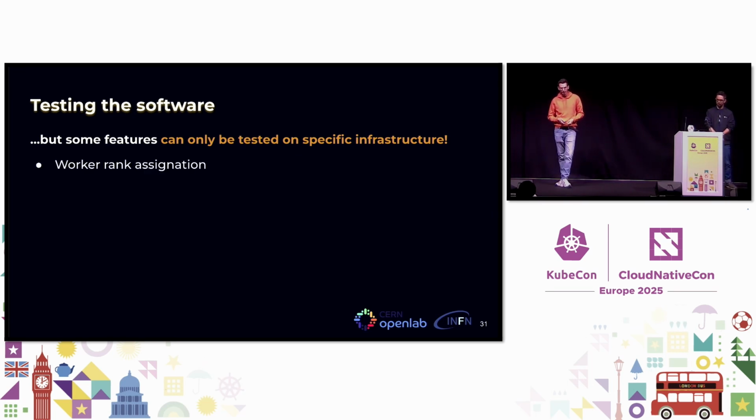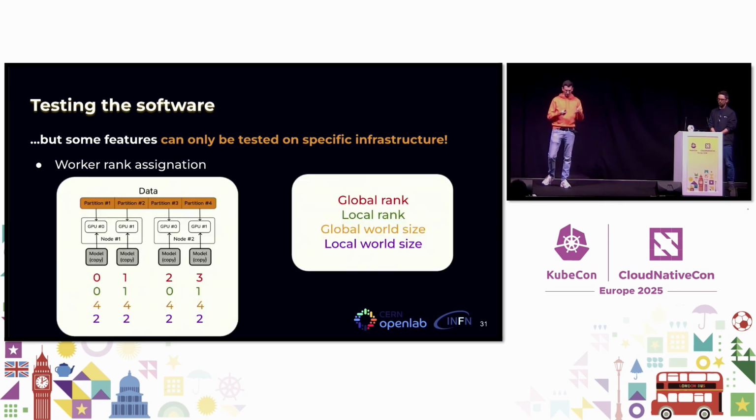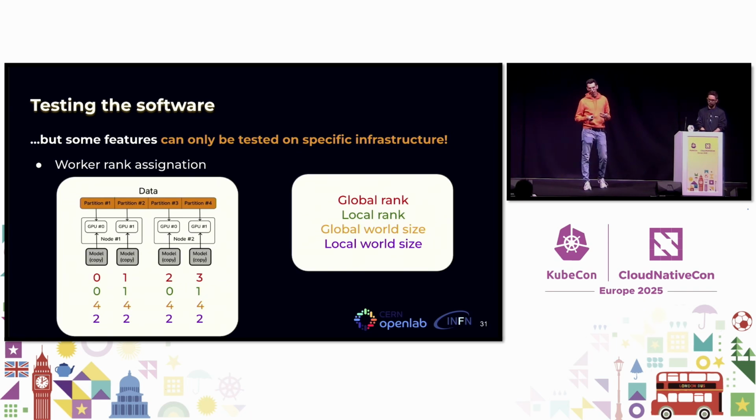An example is the worker rank assignation. So what does it mean? When we have, for instance, data parallel training, each process assigned to a specific GPU is also assigned different ranks. And the ranks are needed in the collective communication, in the communication between the workers.